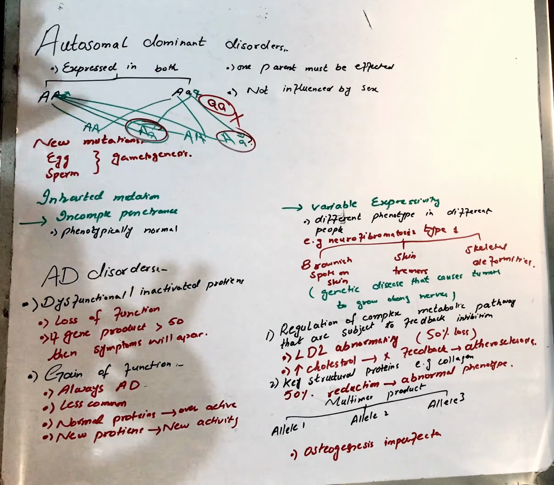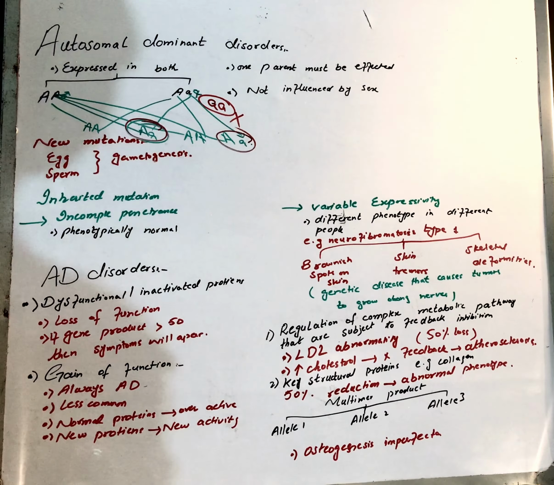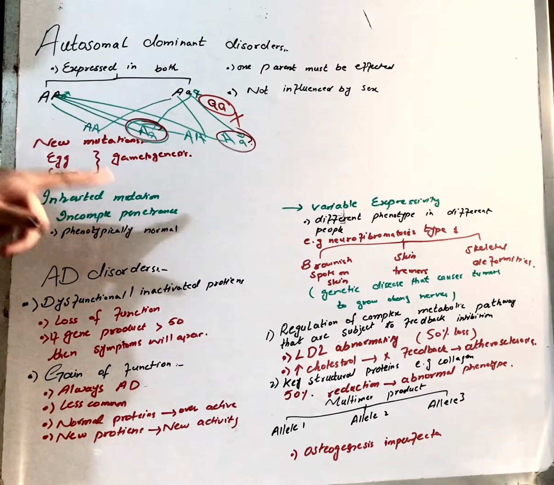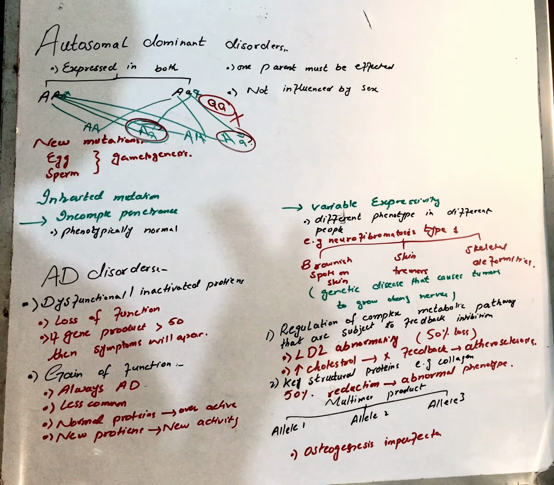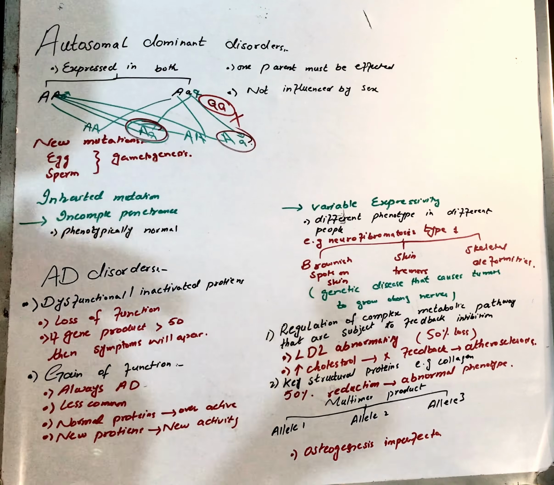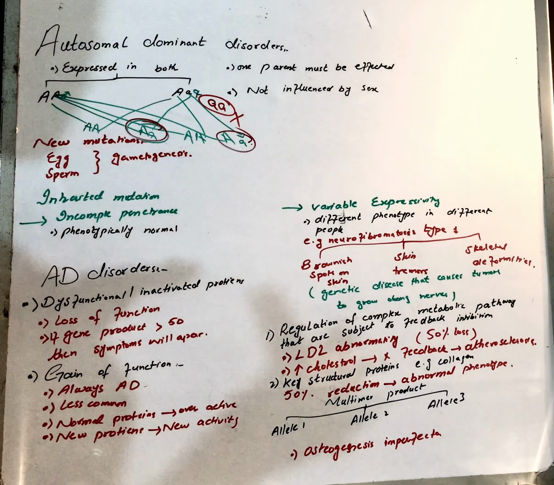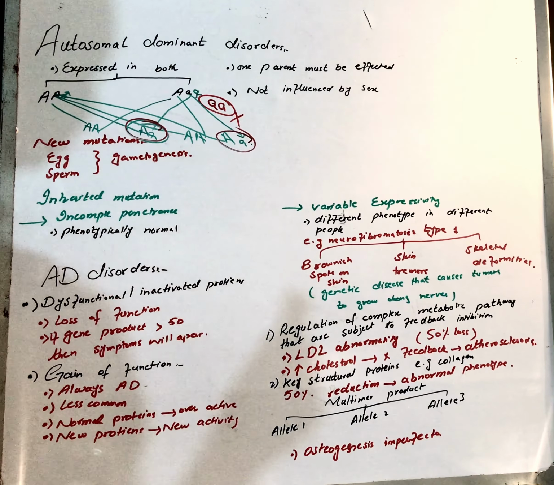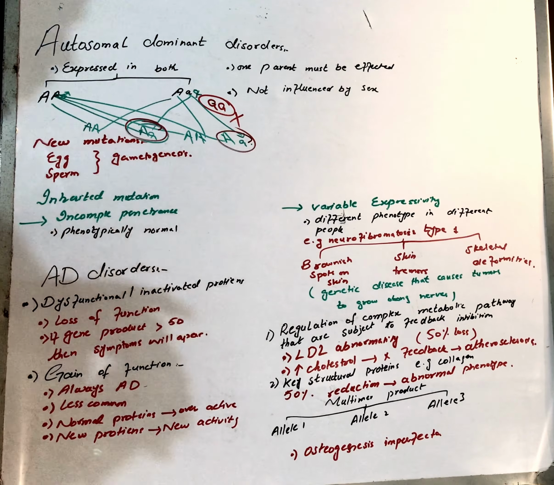And in inherited mutations there can be two possibilities: incomplete penetrance and variable expressivity. What is incomplete penetrance? Penetrance means the presence of the disorder if the mutation is present, and incomplete means there will be no expression or incomplete expression of that disorder, even though the mutation is present in the gene. The gene is mutated, but phenotypically those humans are normal.